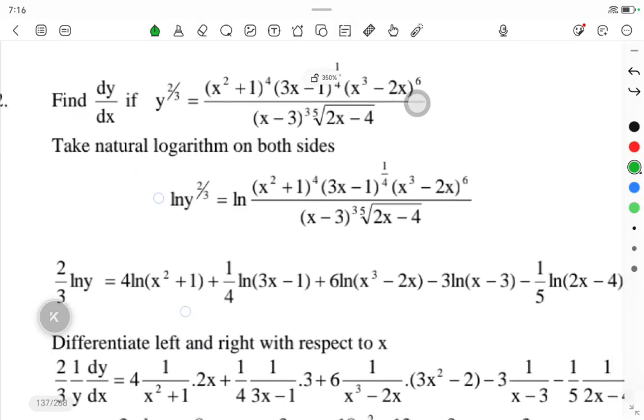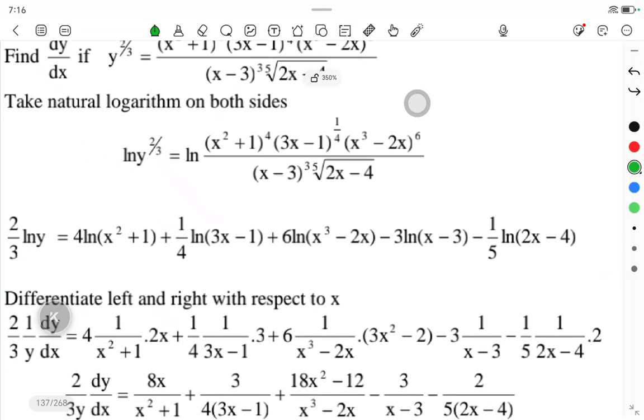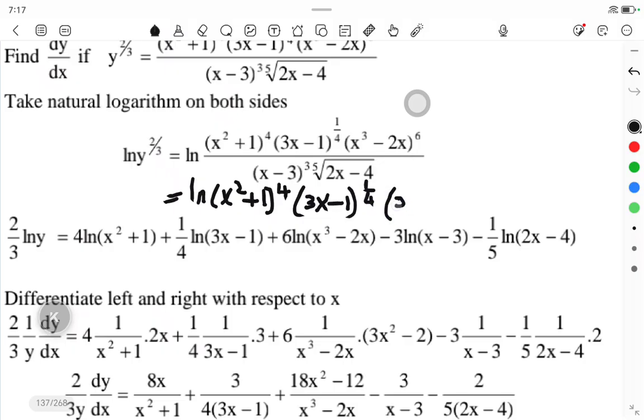So we say here ln of the numerator minus ln of the denominator. Obviously, we are going to write that step. We're going to say ln of (x squared plus 1) to the 4 and (3x minus 1) to the 1 over 4, and then (x to the 3 minus 2x) to the 6. We see that, and then we subtract ln of this denominator.